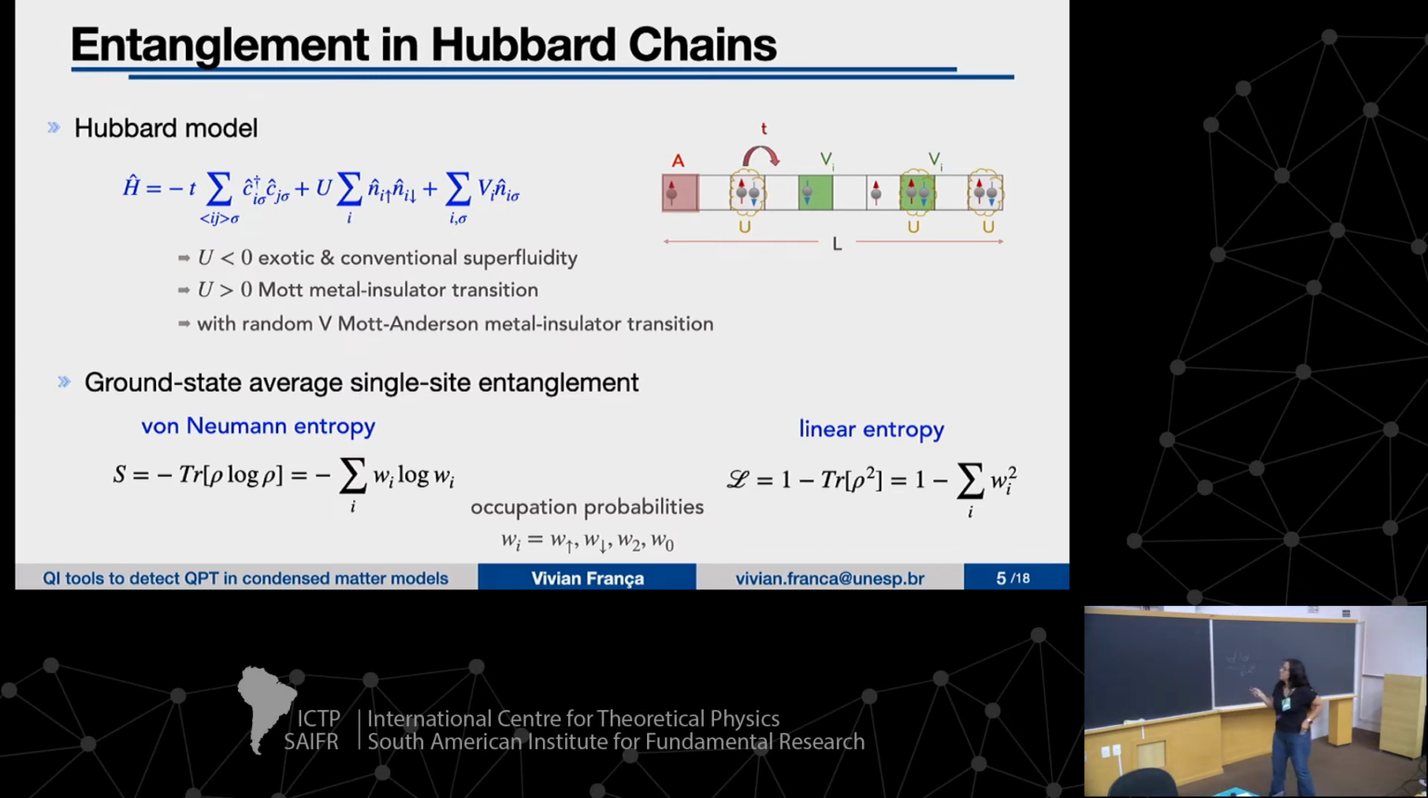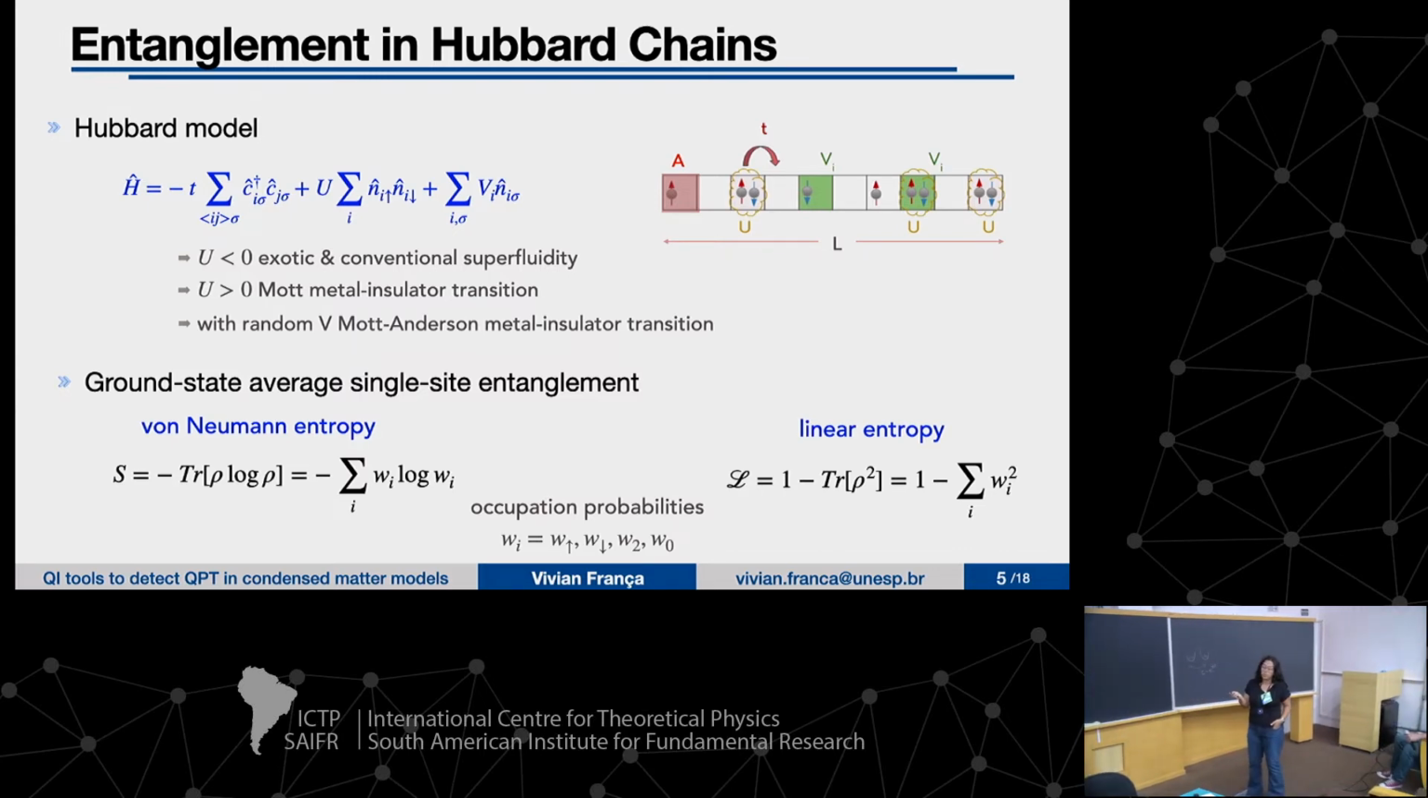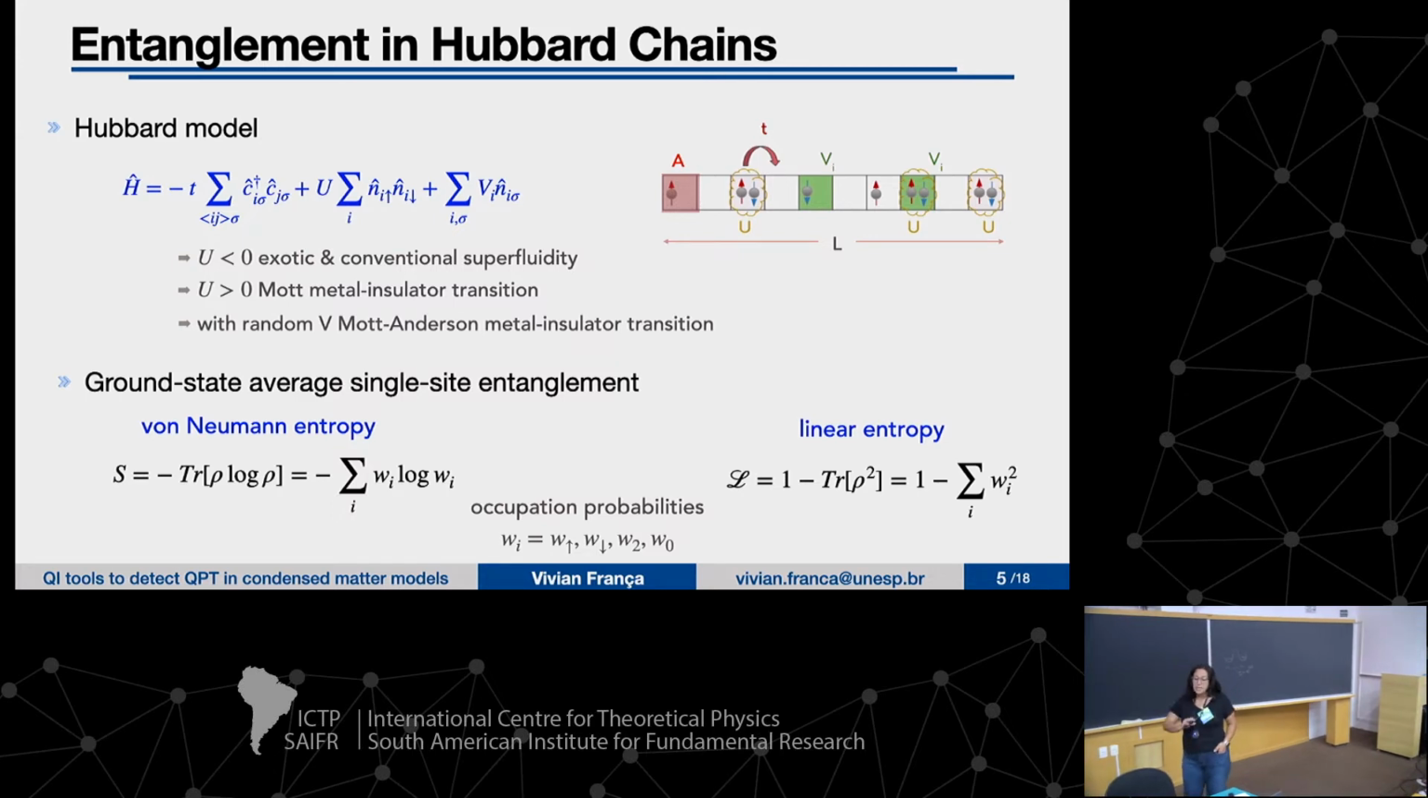And I will show you in a moment why they are pretty much related, of course. But the linear entropy is defined like that by the same reduced density matrix here. And they are a little bit different. I will show you in a moment how they are connected. But before that, I would like to show how these entanglement measures typically behave in these Hubbard models.